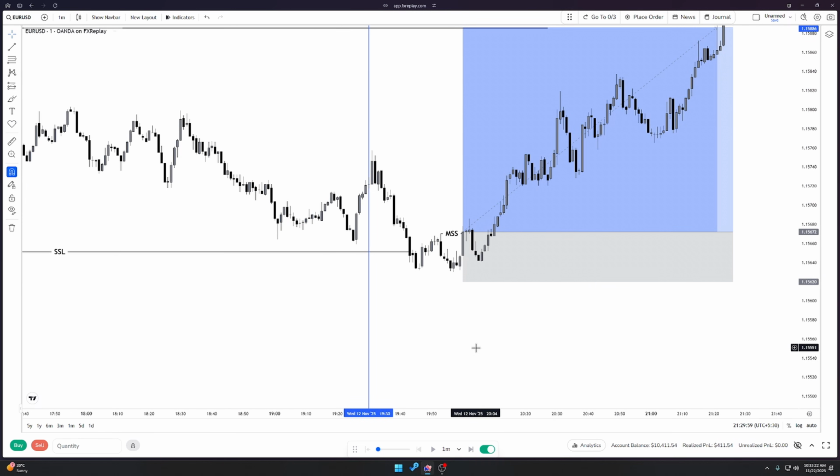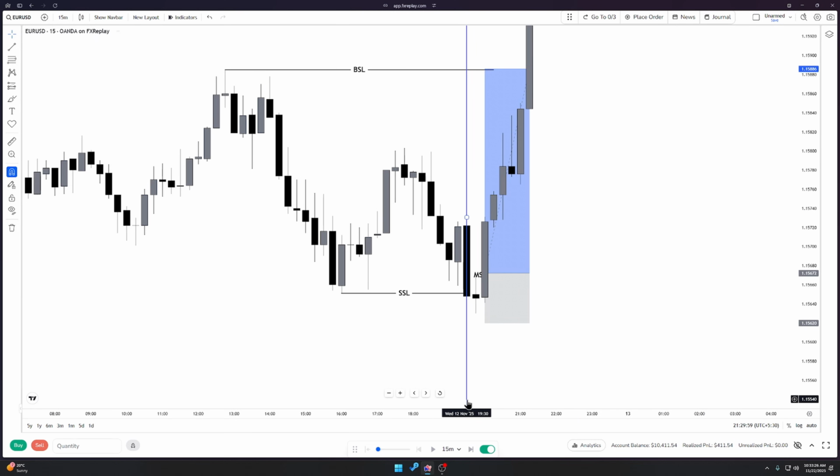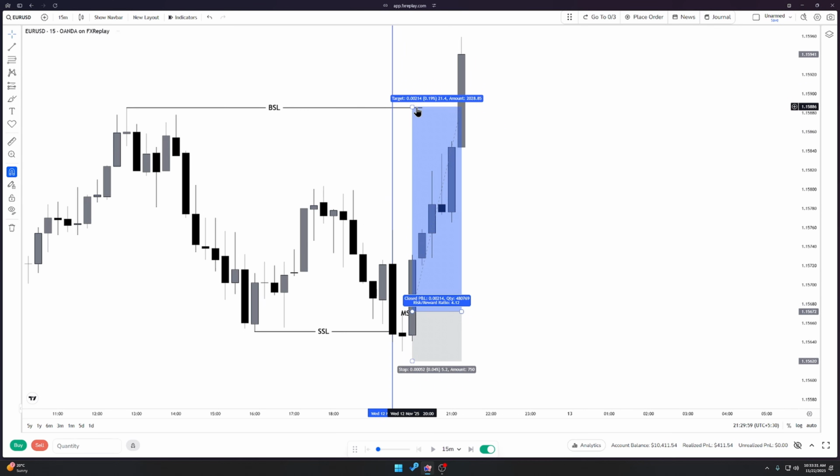Now check this out on the 15-minute chart. You'll see how price swept the sell-side liquidity exactly at our key time and delivered a beautiful move. Now, let's look at another example.